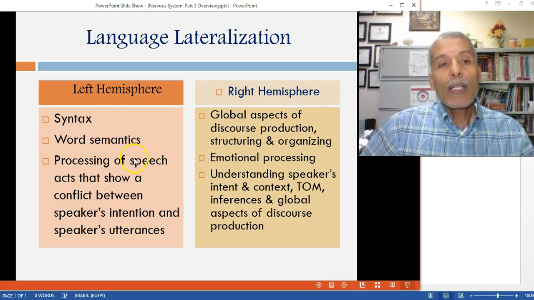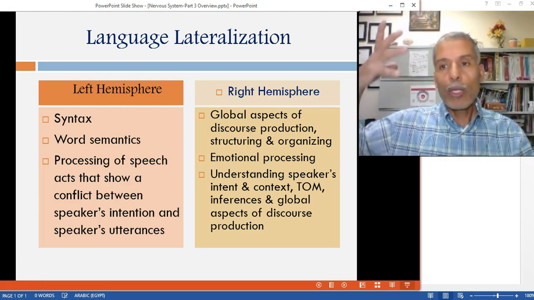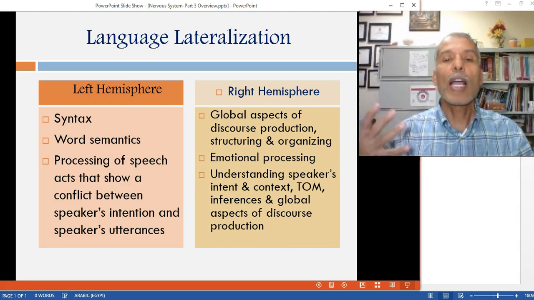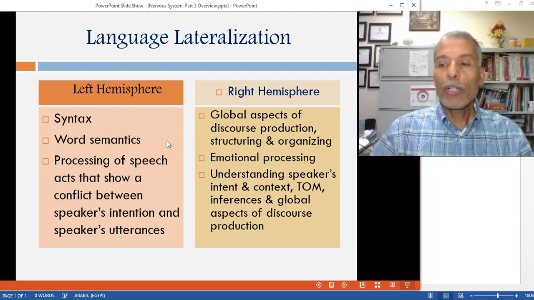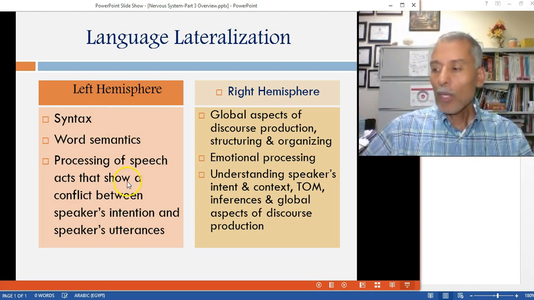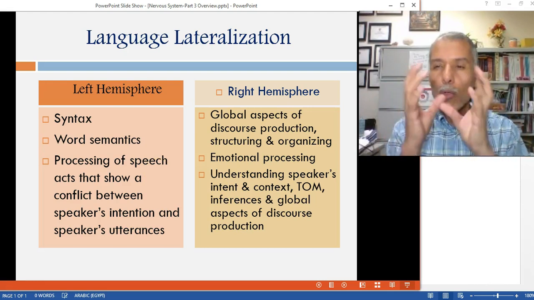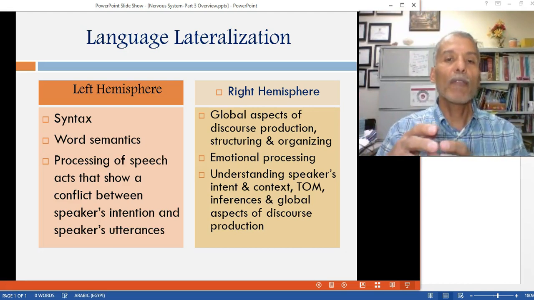So there's more analysis on the left hemisphere. The right hemisphere tends to deal with the holistic aspect of vision, the holistic aspect of language. For example, when you read a paragraph, you read sentence by sentence, you get the meaning from the left hemisphere. However, when you look at the whole paragraph as one unit and understand the whole point of the paragraph, the right hemisphere is what gives you that information.